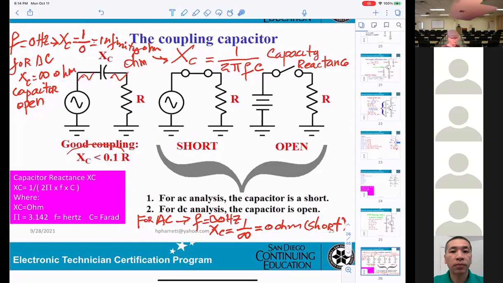If you set your oscilloscope to AC coupling, then it blocks the DC and displays only the AC voltage. That's very basic, something a technician must know. Okay?